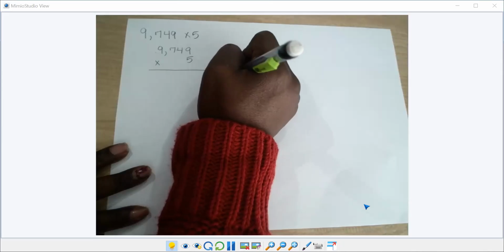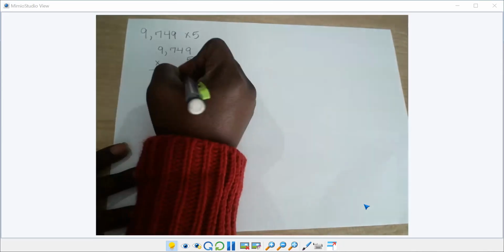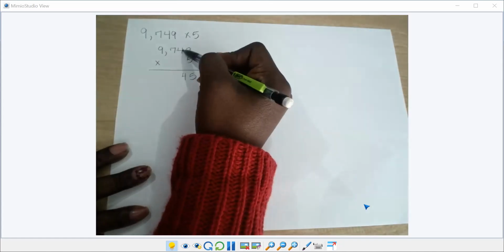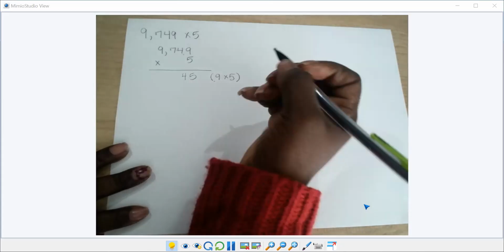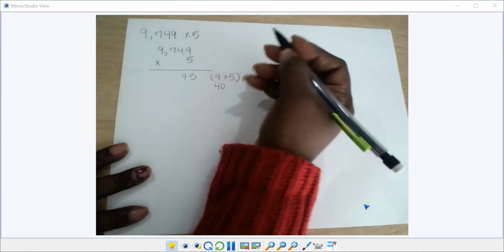So 9 times 5, and we're going to place our equations on the side. 9 times 5 is the ones place. So 9 times 5 is 45. We're going to write 45 there. And next we have the tens place. We have a 4 in the tens place, meaning there are 4 tens. 4 tens is equal to 40. So we are multiplying 40 by 5.